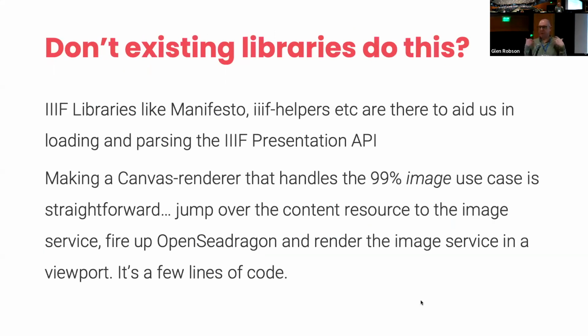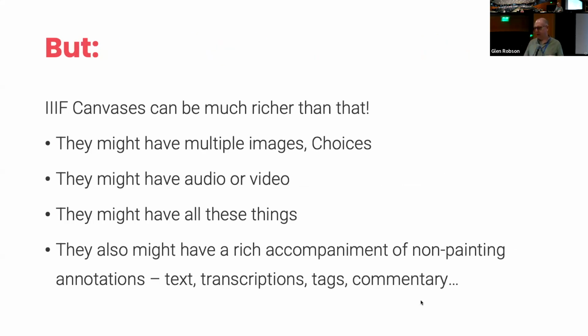So we have all these libraries like Manifesto, Vault, IIIF helpers, all these kind of things. But they're really sort of Presentation API aids. They help us load manifests, parse them, manipulate them, extract information we want from them. They're not visual surfaces. They're not rendering components. So they're kind of a counterpart to what Canvas Panel is trying to do.